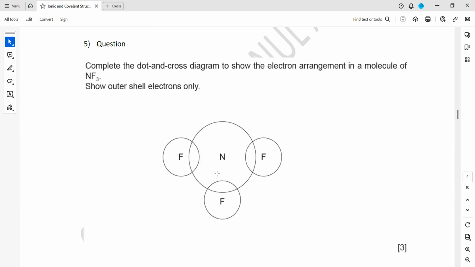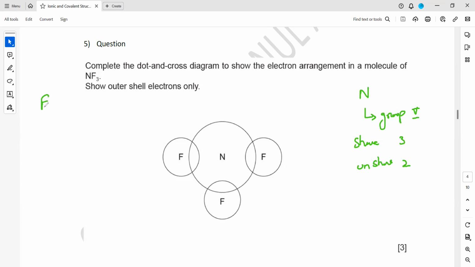Next is NF3. We have to draw the arrangement in the molecule of nitrogen trifluoride. So for nitrogen, we check the group. Nitrogen belongs to group 5. So if an element belongs to group 5, how many electrons should it share? It should share 3 electrons. And how many unshared electrons will be there? There will be 2 unshared electrons.